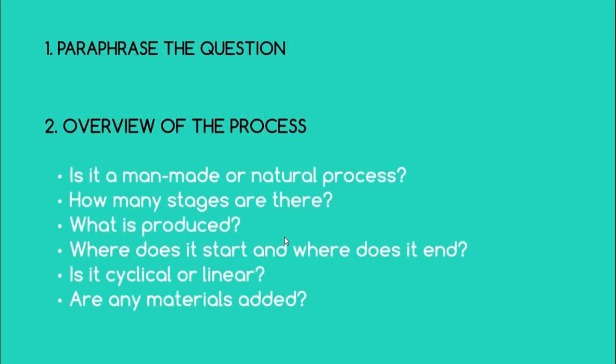Always it is required to overview the process. Is it a man-made or a natural process? How many stages are there? What is produced? Where does it start and where does it end? Is it cyclical or linear? Cyclical basically means that after reaching the end product, we again reach a point where we started, right? Are there any materials added or not?